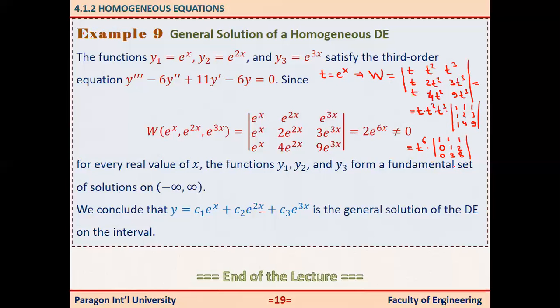And if I just evaluate this using the first column, this 1 times this determinant, right? So it is 8 times 1, 8 minus 3 times 2, which is 6, is equal to 2. So this thing is equal to 2 t to the power 6. And what is t? E to the power x. So that's equal to 2 times e to the power 6x.